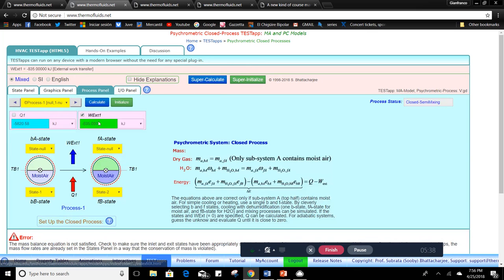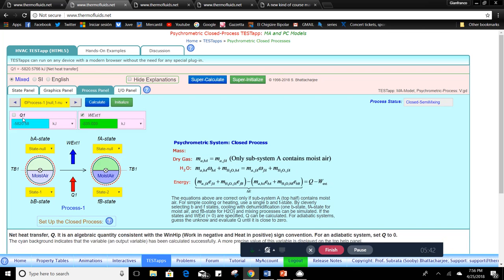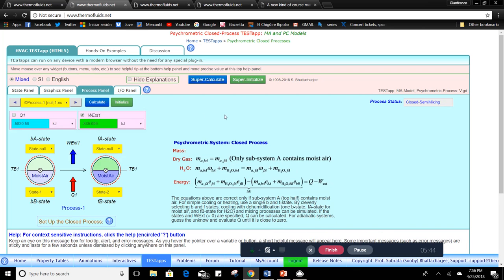In the process panel, we put in the same states and the boundary work just found, and we get that the heat transfer in this case is negative 5,820.